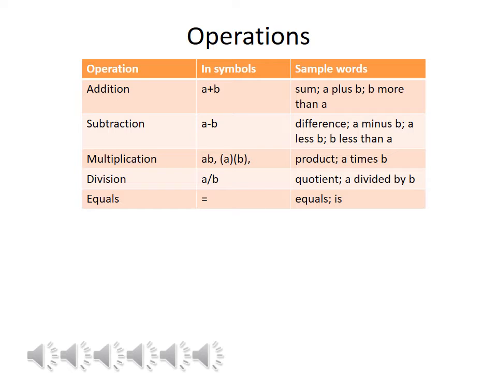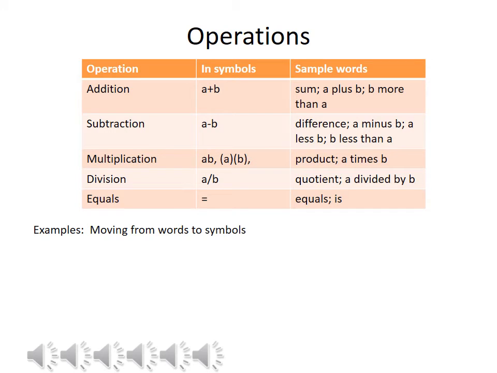The next operation is multiplication, which we can write AB, meaning A times B, or we could do AB with parentheses around them. The sample words that tell us we're dealing with multiplication are product, or A times B. Next we have division, which we would write as A divided by B, or A over B. And the sample words that tell us that we're dealing with division are quotient, or A divided by B. And then the final operation is equality, or equals, and that is written with the equal sign. And the sample words that tell us that we're dealing with that are equals, or is.